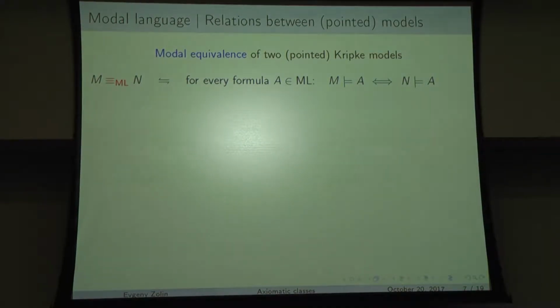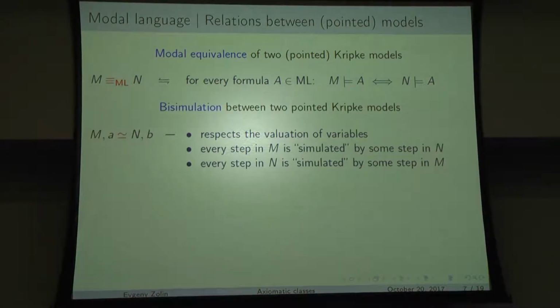There are natural relations between models or pointed models. The first is the modal equivalence. Two models are modally equivalent if they satisfy the same formulas. By simulation, this is a more structural relation. It is a binary relation between worlds of two models that respects the valuations of variables, and each step in one model can be simulated by a step in another model into the corresponding point, and vice versa.